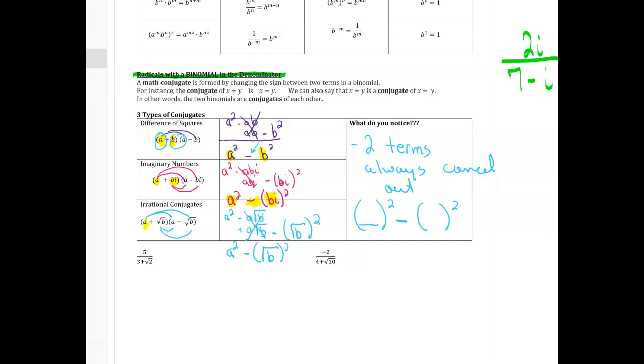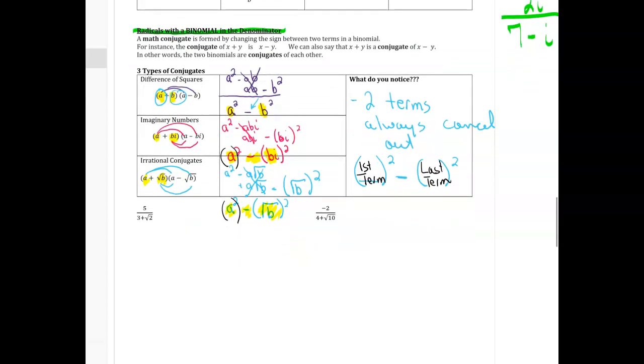And then the A is being squared. That should be in parentheses as well. The square root of B is being squared, and it's hooked in subtraction. So let me put those in parentheses real quick. So the overall idea is that if you just look at one parentheses, it's the first term that's being squared, and then the last term that's being squared, always hooked together by subtraction. So we're going to use that idea, and let's go into this problem down here.